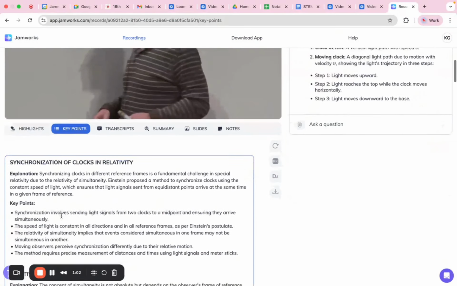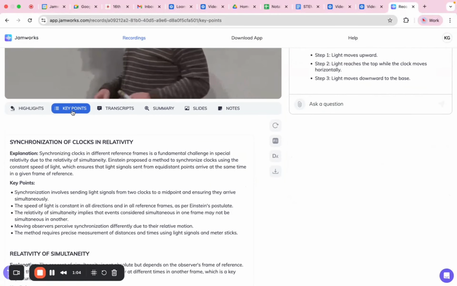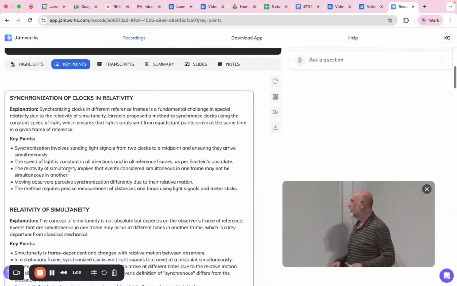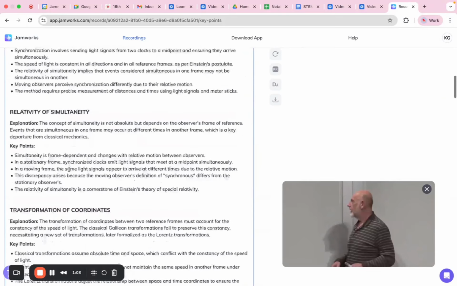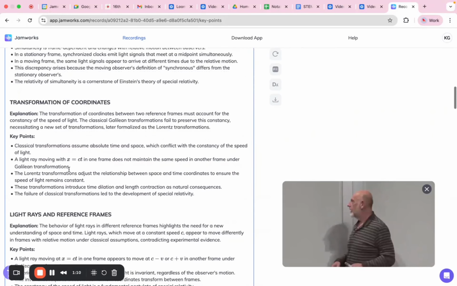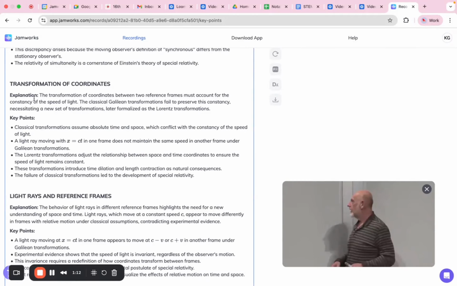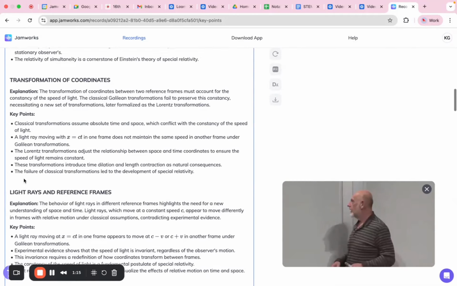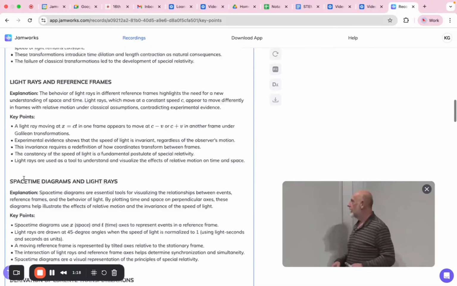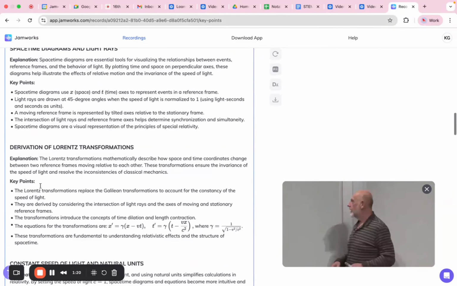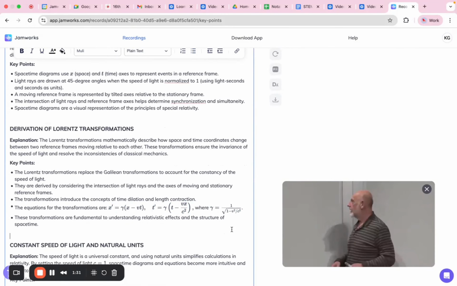After the lecture, Jamworks automatically generates key points. These are structured study notes created topic by topic based on everything covered in the lecture. Each topic includes a clear title, a written explanation, and bullet points that break each concept down. Where the lecture includes STEM equations or formulas, these are captured accurately and placed in the correct topic context, ensuring students don't miss important mathematical and technical information.